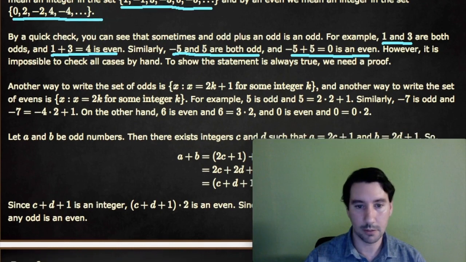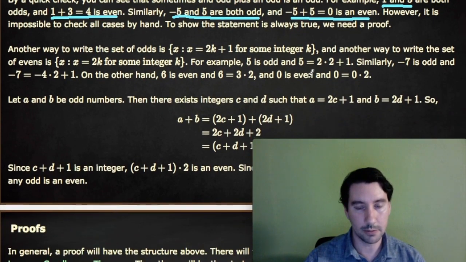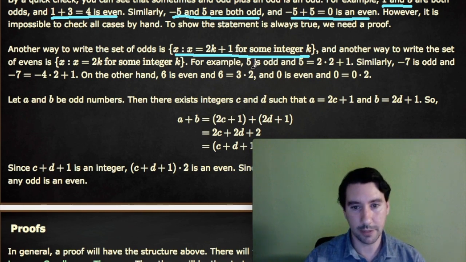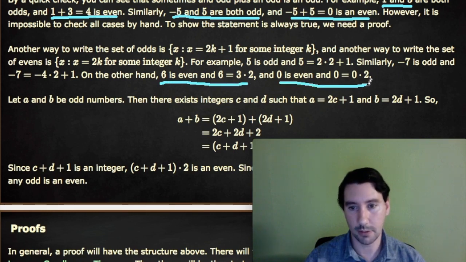And to make an argument, we're going to write the set of odd numbers as the set of numbers x such that x equals 2k plus 1 for an integer k. So an odd is always twice a number plus 1. And you can check this: 5 is 2 times 2 plus 1, and -7 is 2 times -4 plus 1. And similarly, the set of evens is 2 times a number, so an even number is divisible by 2. And therefore you can write it as 2 times something, so 6 is 2 times 3, and 0 is 2 times 0.